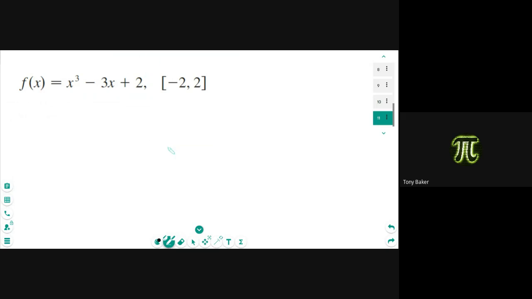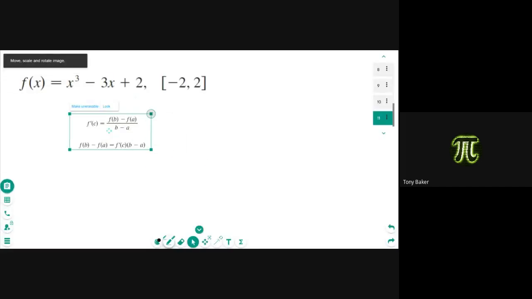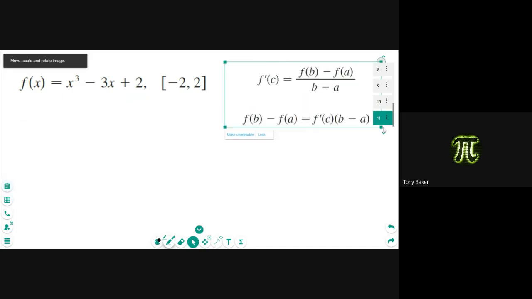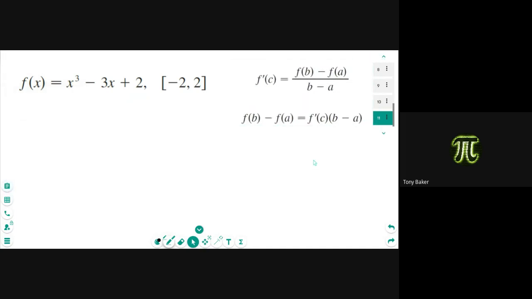There we go. All right. So if we're going to use the mean value theorem, we want to find a value of C that makes this true. The first thing we have to do is find f of B and f of A. That's A and that's B. So how do I find f of A and f of B? Plug them into the problem. We need to find our original slope for this equation between those two points.